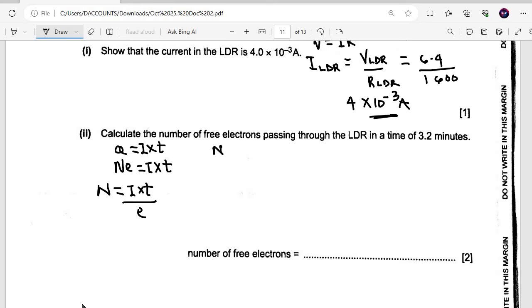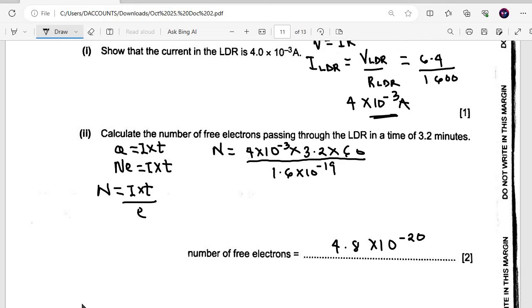The number of electrons will be: the current in the LDR is 4 times 10 to the power of negative 3, times 3.2 minutes taken to seconds, multiplied by 60, divided by e. e is 1.6 times 10 to the power of negative 19. So what is N? It gives us 4.8 times 10 to the 20. Perfect.